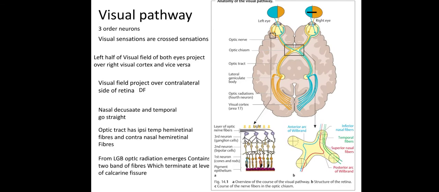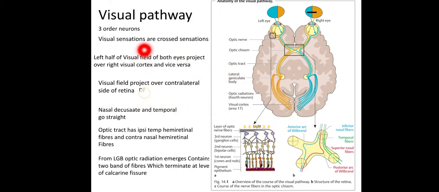Now, coming to the visual pathway, as I have already told you, it is a three-order pathway containing three-order neurons. The first order neurons are the bipolar cells. The second order neurons are the ganglion cells, which have very long axons and make up the whole optic nerve. And at last, the third order neurons emerge from the lateral geniculate body, which I will discuss later.